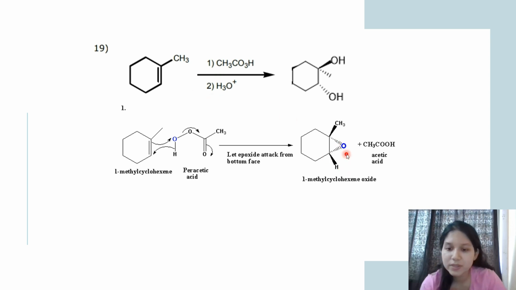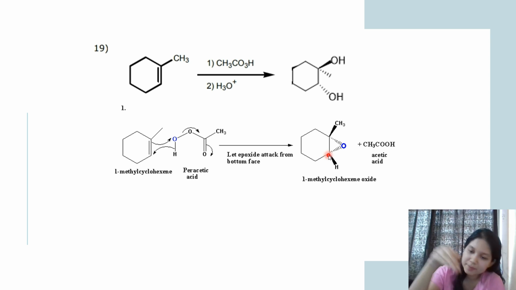In the second step, this oxygen will get protonated just like we did in the earlier cases. So this oxygen atom will get protonated to give you an oxonium ion, and then the oxonium ion will get opened by the water molecule from the opposite face, and this time the water molecule will attack from this side. From this side, from the opposite face, from above the plane.